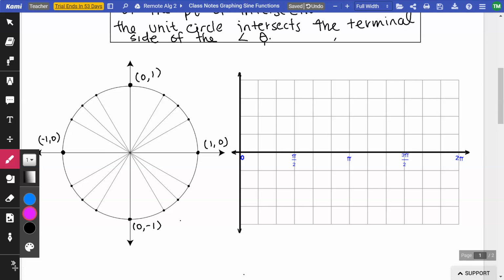For example, if I have my initial side here and my terminal side ends here, that is an angle measure of 0 degrees, or in radians, 0 radians. Then if I go up 30 degrees, 30 degrees is the same thing as pi over 6 radians. 45 degrees is pi over 4 radians. 60 degrees is pi over 3 radians. 90 degrees is pi over 2.